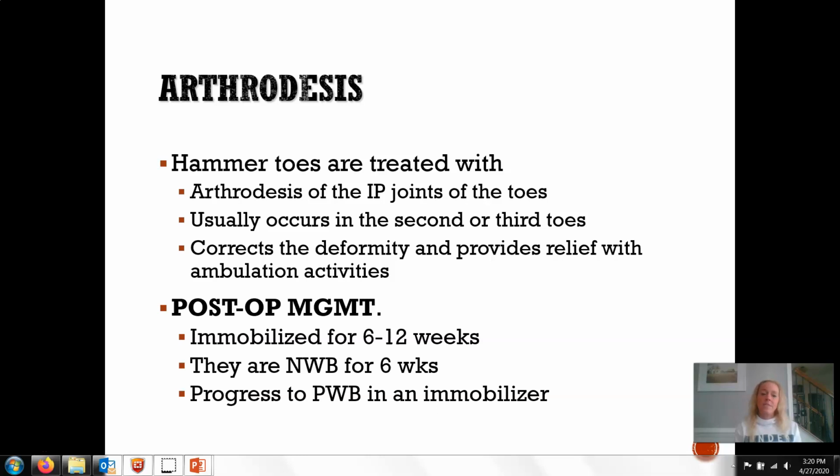They may be immobilized for 6 to 12 weeks. They may be non-weight bearing for a period of time to allow that fusion to actually heal. And then they'll typically progress to partial weight bearing. They will typically wear some sort of immobilizer or boot on that foot when they do begin weight bearing.